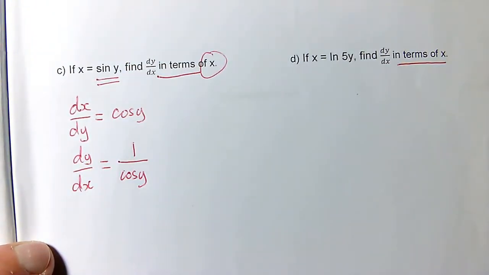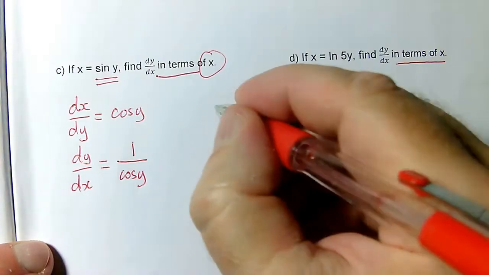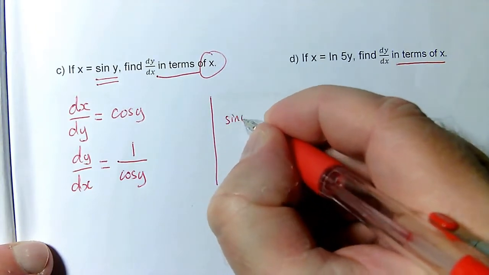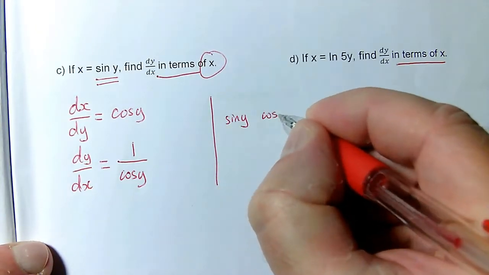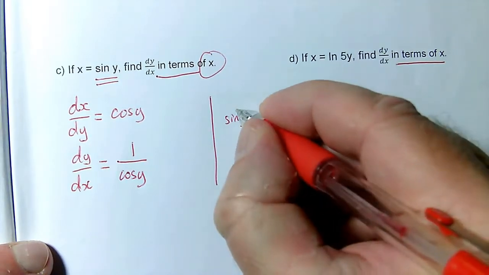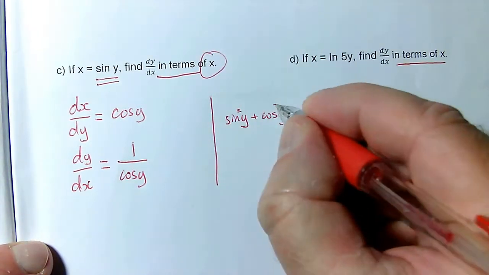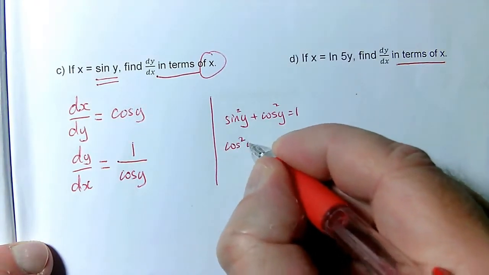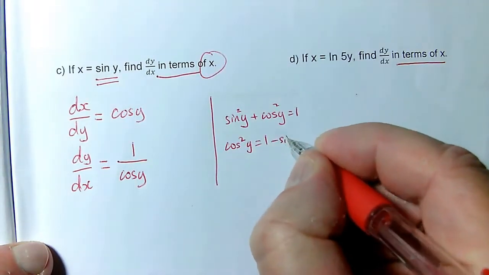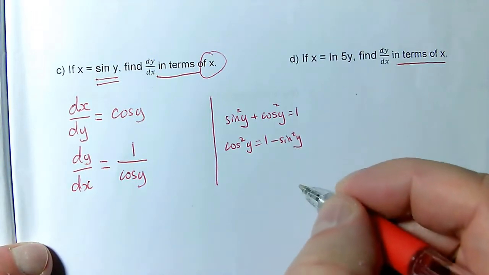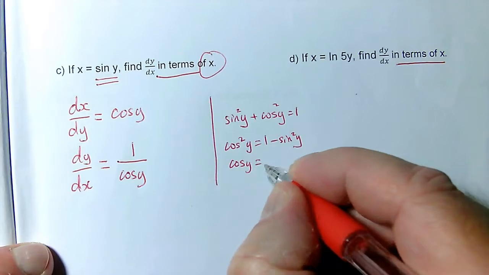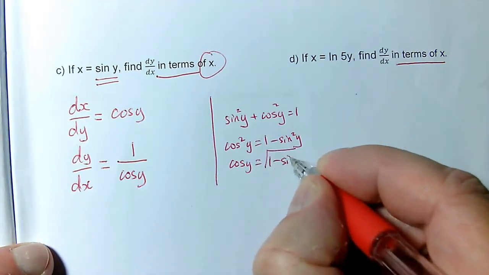So in a sense, I know what sine y is, it's just called x, but I want to know what cos y is. So what's the relationship between sine y and cos y? Well, these are always related by sine squared y plus cos squared y equals 1. So cos squared y is always 1 minus sine squared y, using the identities we've studied. So cos y is always the square root of 1 minus sine squared y.